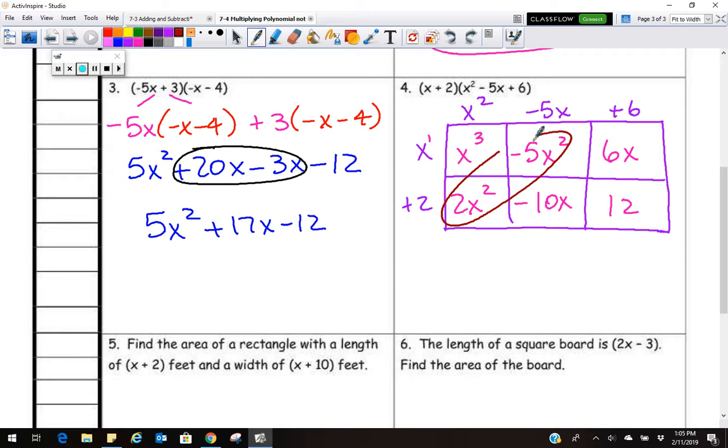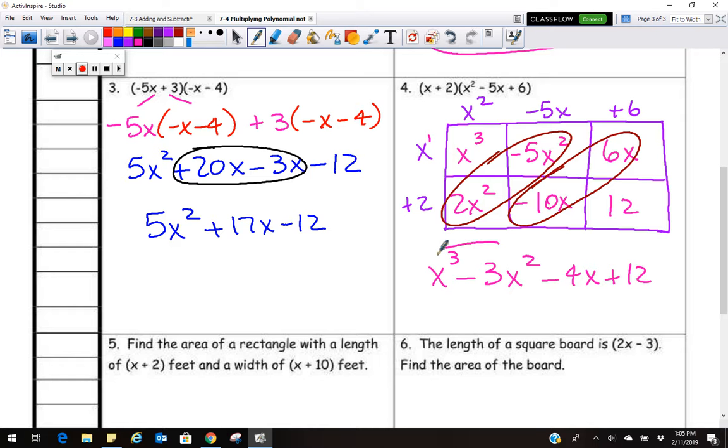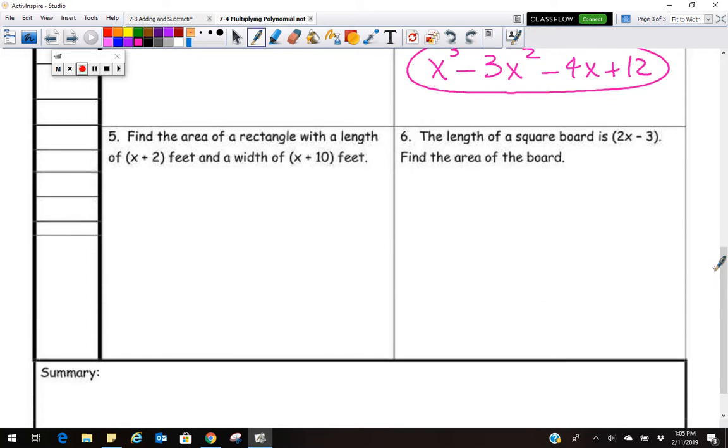Now, this time, you're going to have two different terms you can combine. So you have an x to the third power. 2x squared minus 5x squared gives you a negative 3x squared. Notice the exponents stay the same. Negative 10 plus 6 is negative 4x. And then you got that 12 hanging out there. Again, check them. Question in y1, answer in y2. Go to the table and make sure they match.